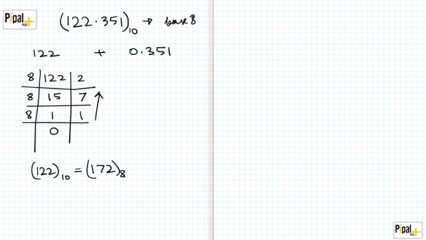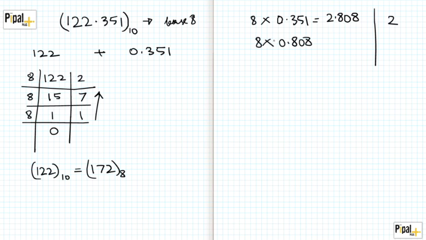Now let's look at this decimal. 0.351, we'll multiply this with 8, we get 2.808, right? So we'll pick up 2 from this part. Then whatever is left, 0.808, we multiply this by 8, we get 6.464. So we pick up 6, right?